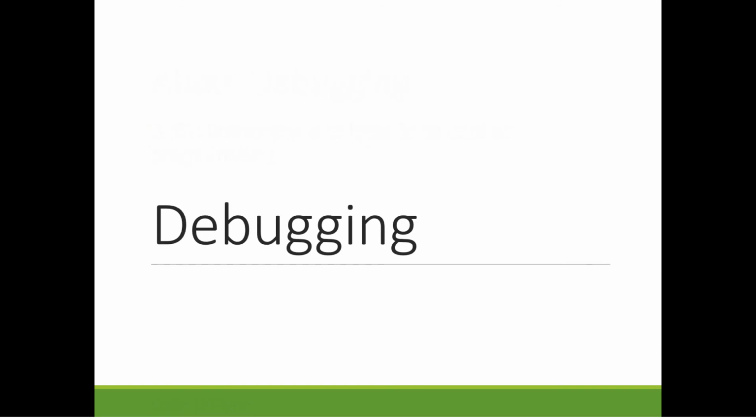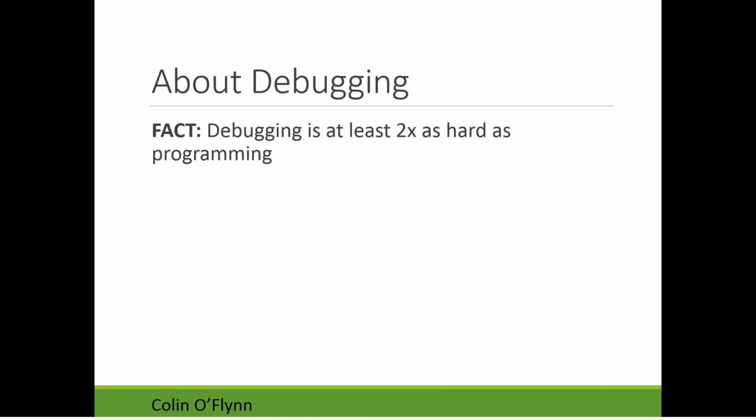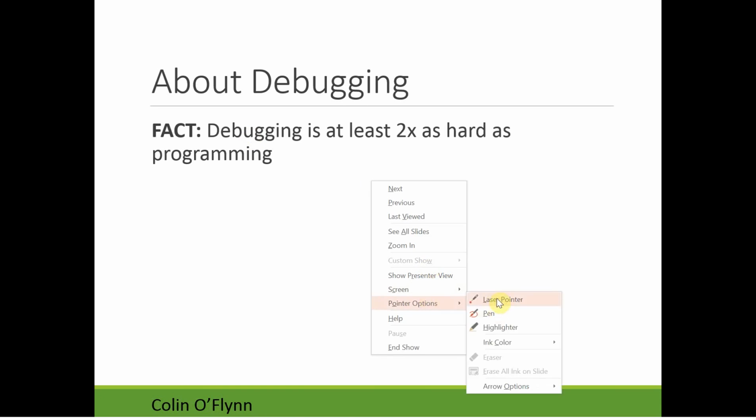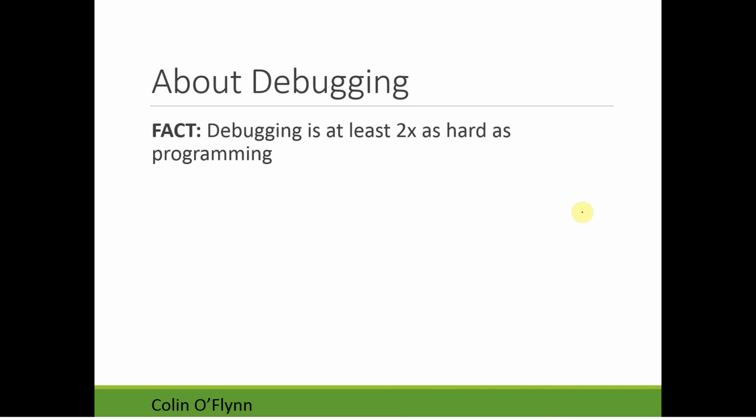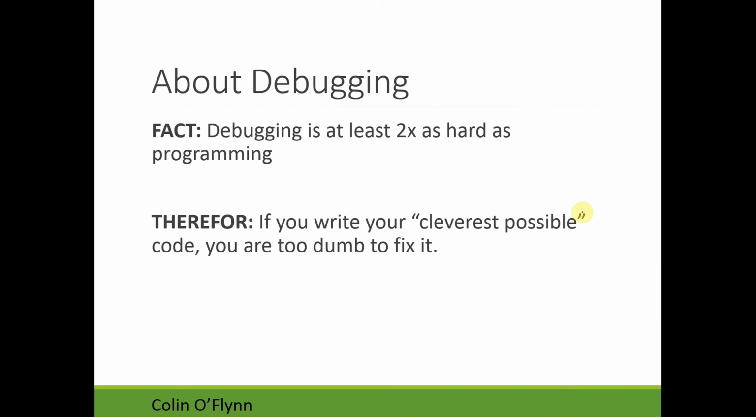Debugging is how we fix things. There's a joke that says debugging, which is finding errors in what you wrote, is about 2 times or more harder than actually writing it in the first place. So if you ever write your cleverest possible code, you say this is as smart as I can be when I write the code, you are by definition too dumb to fix that code if there's problems in it, because it's so much harder to debug than it is to write.